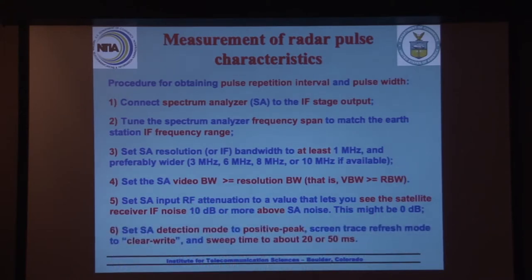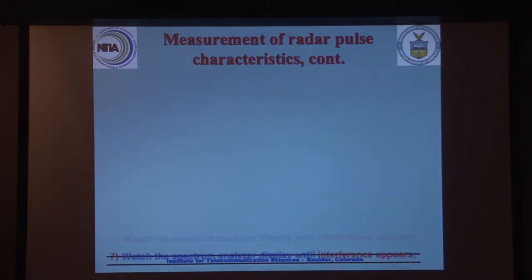Because when we see noise, we want it to be the receiver's noise that's getting the interference, not the spectrum analyzer's noise. And then the detection mode of the spectrum analyzer should be set to positive peak so we can see these short radar pulses, and set the screen trace refresh mode to clear write so it keeps changing itself every time it runs a sweep. And then go for a 20 or 50 millisecond sweep time on the analyzer, it's not critical, just for starters.